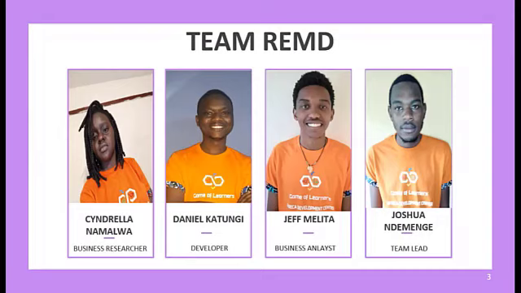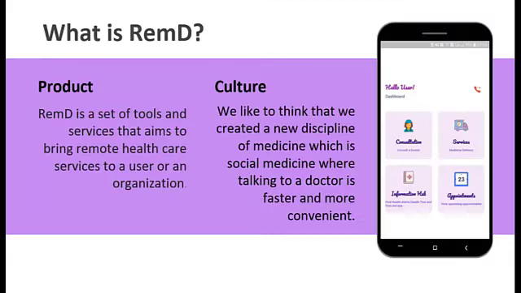So what exactly is Remdi and what exactly did we build? We built a product and a culture. Remdi is a system or a set of tools and services which aims to bring remote services to our users by offering services like remote consultation, drug delivery services, health information such as health tips, alerts, and first aid tips, and also services that enable you to call an ambulance, for example, in case of an emergency. So that's briefly what our product is.